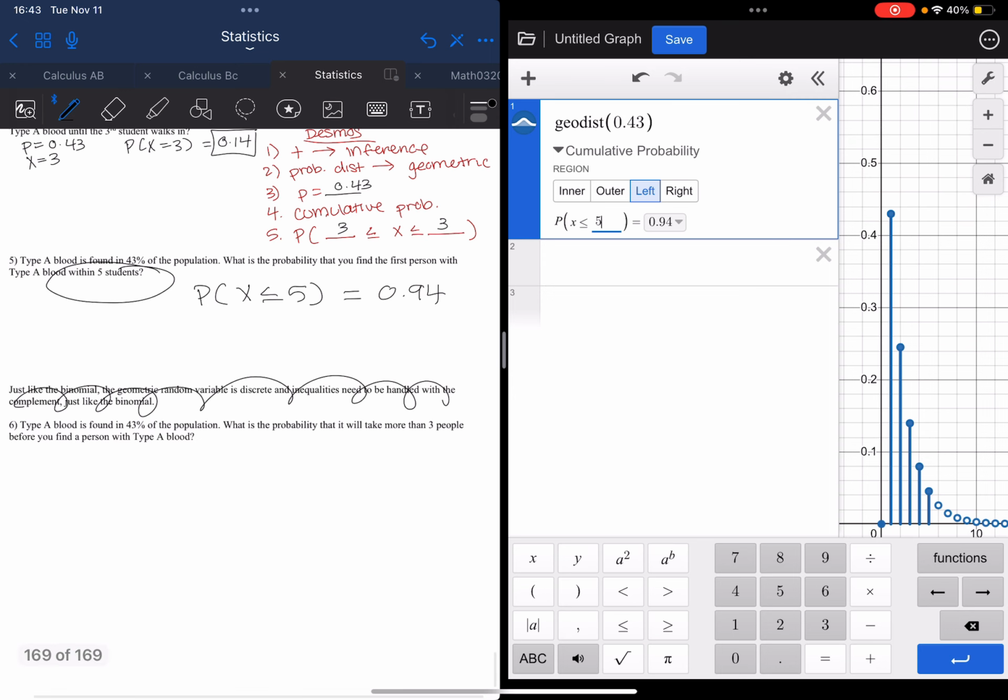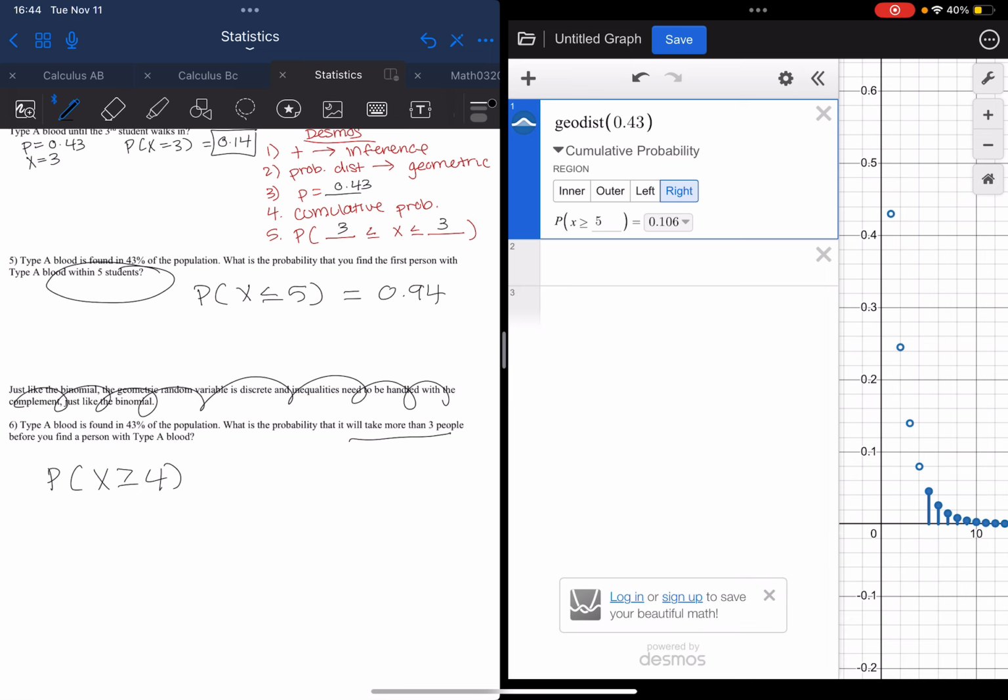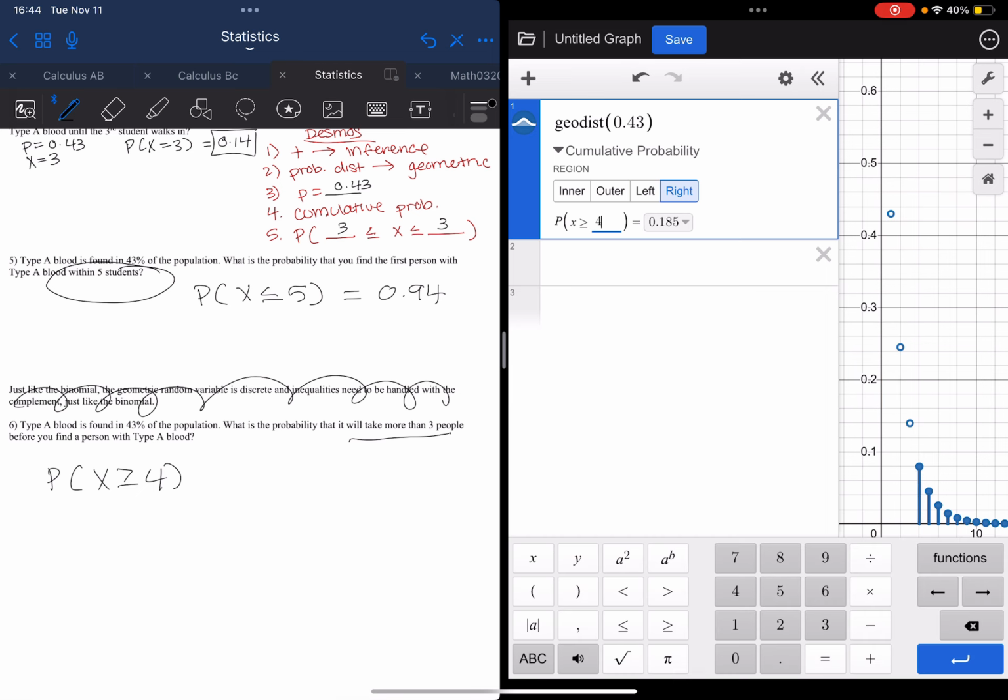Number 6 says type A blood is found in 43% of the population. What is the probability that it will take more than 3 people before you find a person with type A blood? Since it says more than 3, that means we're not including the number 3. So this is the probability that X is greater than or equal to 4. Going to the regions, I'm going to pick the right region because that has greater than or equal to. Type in my number 4, and I get a probability of 0.185.